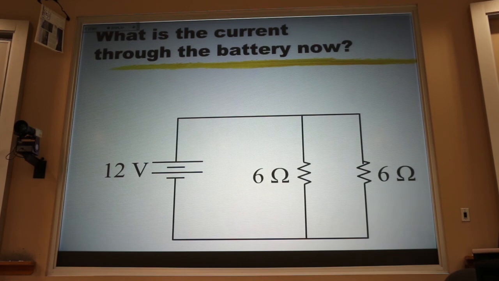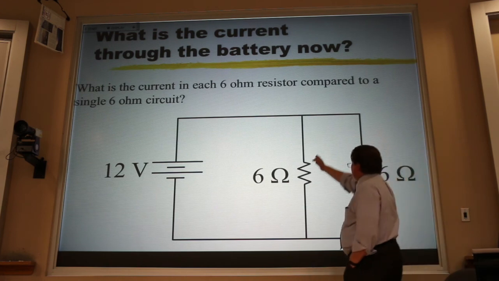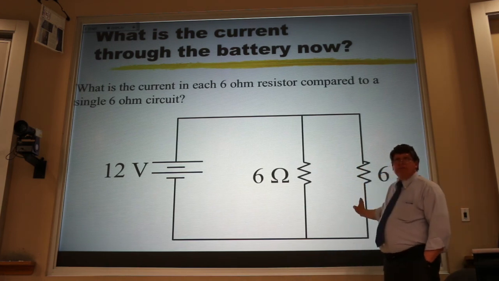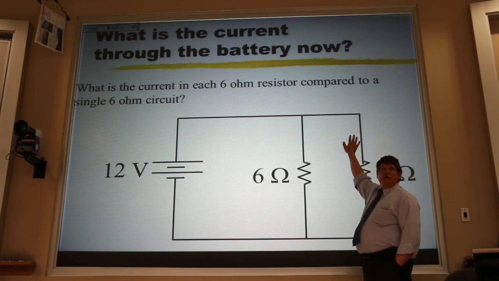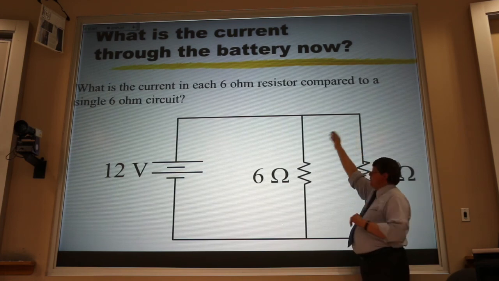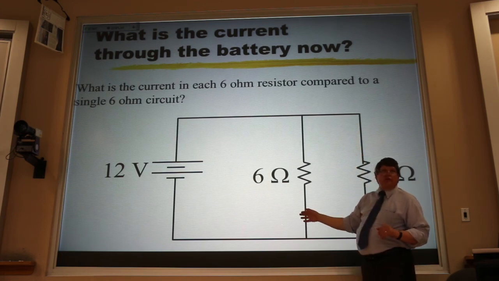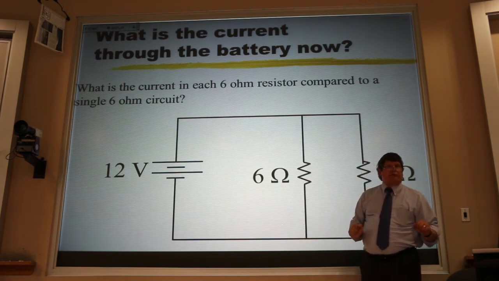What is the current through the battery now? Well, to answer this question, we have to ask a related question, and that is, what is the current in each of these 6-ohm resistors compared to the current of a single 6-ohm resistor? If I just had one of these, what would the current through this 6-ohm resistor be? And now with two of them, would that change the current through that resistor?